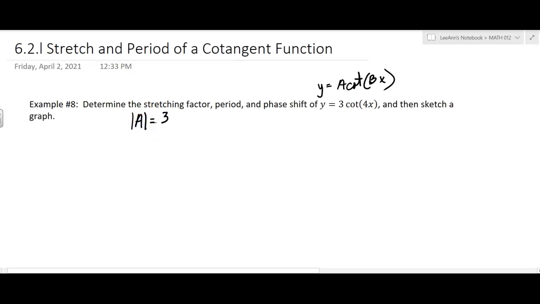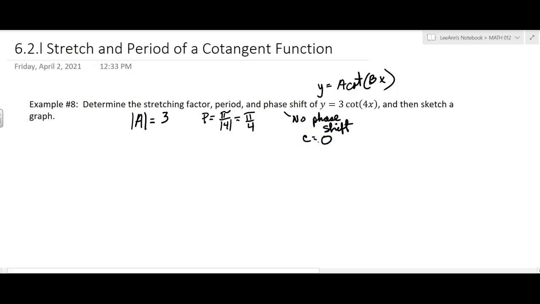The period is going to be pi over the absolute value of 4, or pi over 4. And then it mentions the phase shift. There's no phase shift here, so no phase shift, because c equals 0.